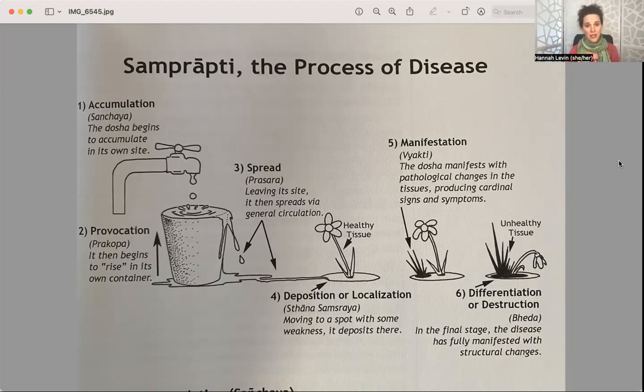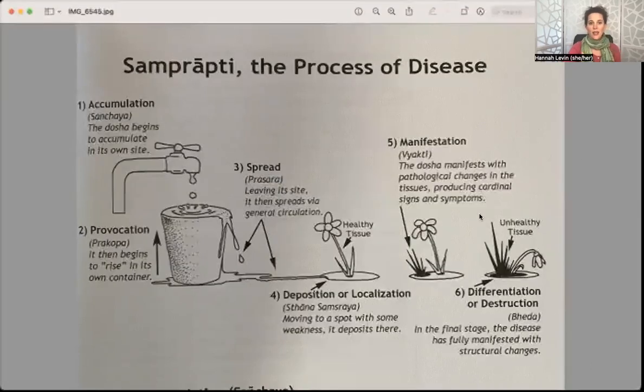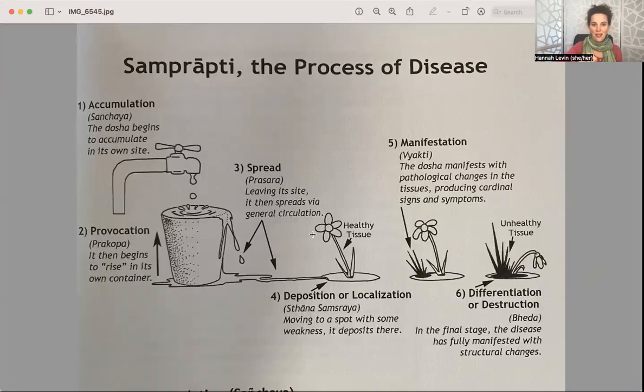So when we reach the third stage, which is prasara, which is the spread, the dosha leaves its site and it spreads into other parts of the body. So this is when things start to not go so well. This is often at the point where people will seek some sort of help, probably going to the doctor. So further aggravation escalates the situation to the third stage of prasara, or spread. In this stage, the doshas leave their site and seek other places in the body toward which they have an affinity.